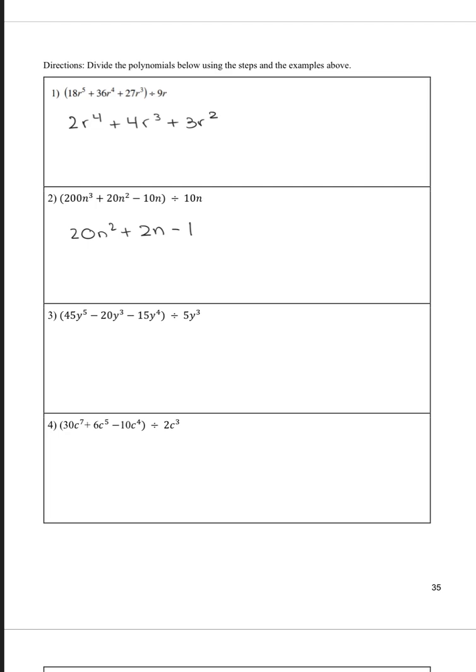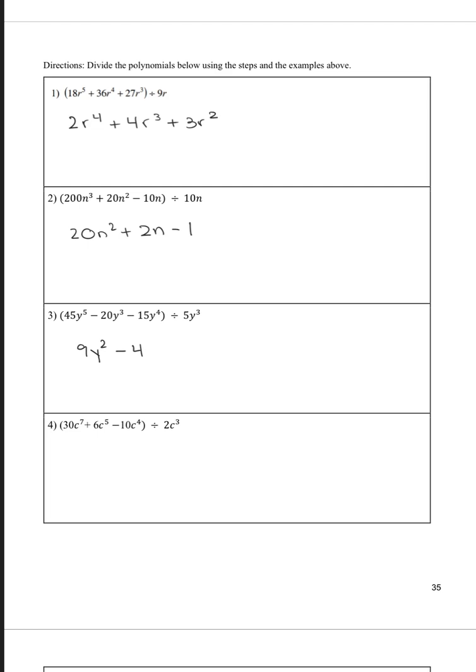For the third example, again, doing the same exact thing, dividing our coefficients and using our laws of exponents rules. So we have 45 divided by 5, which is 9. You have y to the 5th divided by y cubed, which gives you y squared. Then you have negative 20 divided by 5, which gives you a negative 4. y cubed divided by y cubed, that just becomes 1 because, again, you have 3 minus 3, which is 0 raised to the power. Anything raised to the power of 0 is 1.